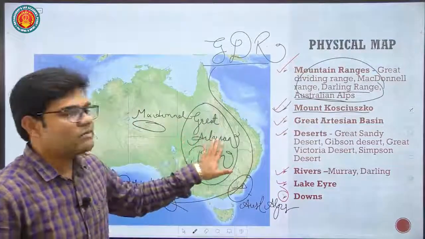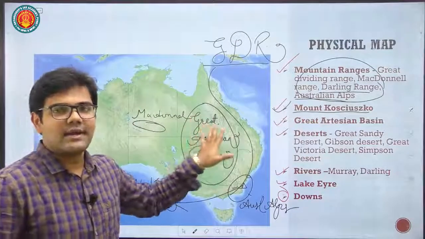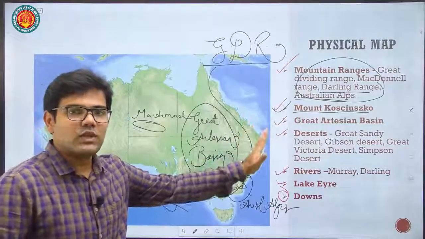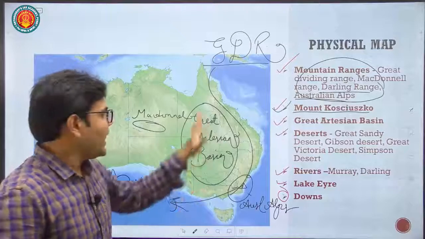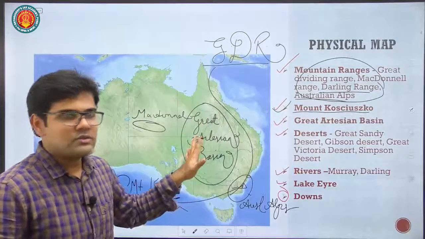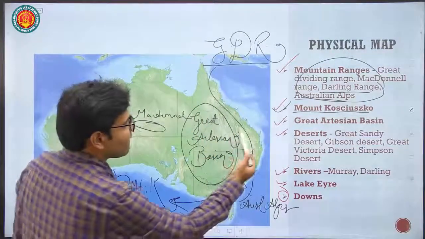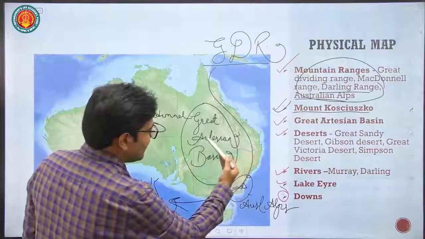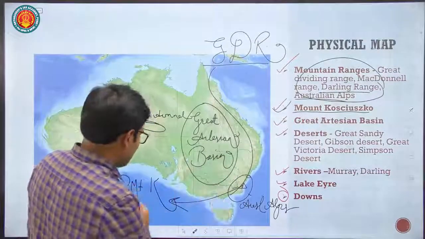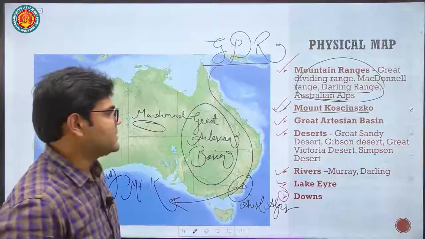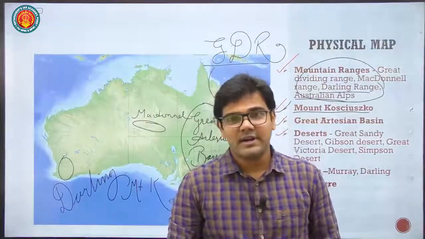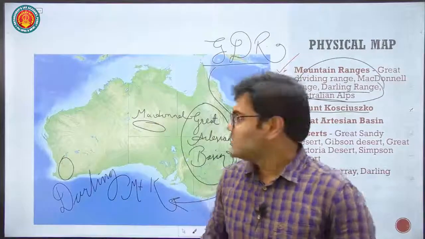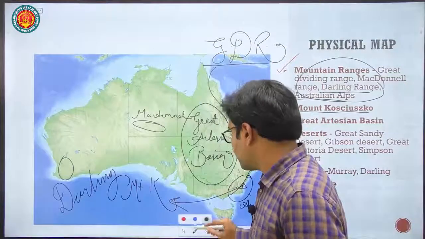So just remember the location, that Great Artesian Basin is situated to the west of Great Dividing Range, and it is a kind of lowland. So rivers are flowing from the Great Dividing Range. They are coming here and they are merging into the southern Great Australian Bight. Then Australia is, as such, a semi-arid country. There are n number of deserts in Australia. So we will cover the important deserts.